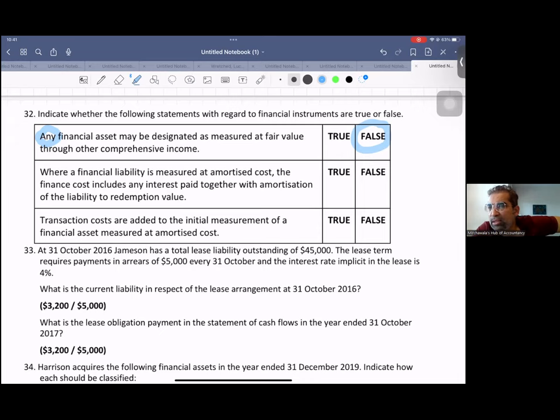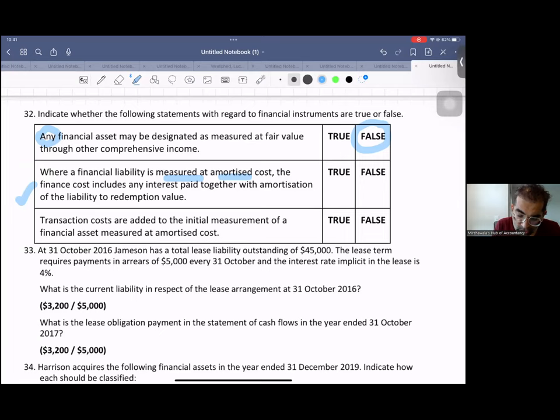Now, where a financial liability is measured at amortized cost. Now, this is the wholesale question of your final accounts. Remember, in final accounts, normally they don't test financial assets. In final accounts questions on financial instruments, normally they ask you about financial liability. Hope you remember that issue cost, the discounts, the redemption premium, this area. This is related.